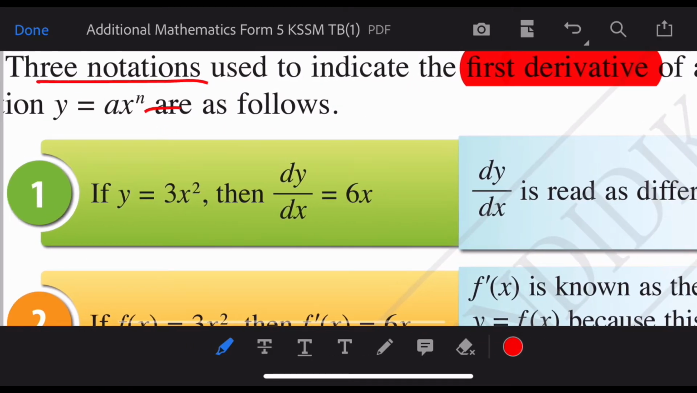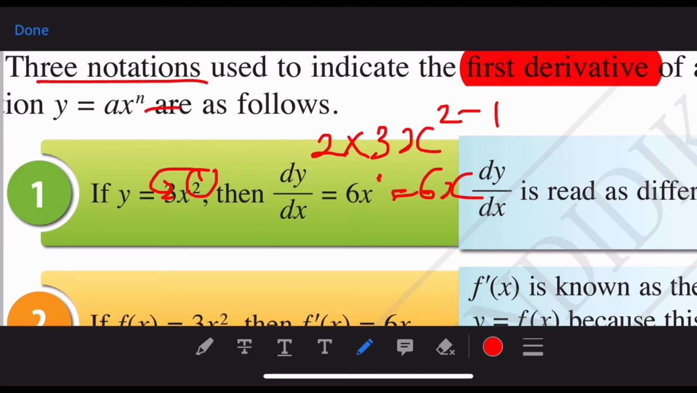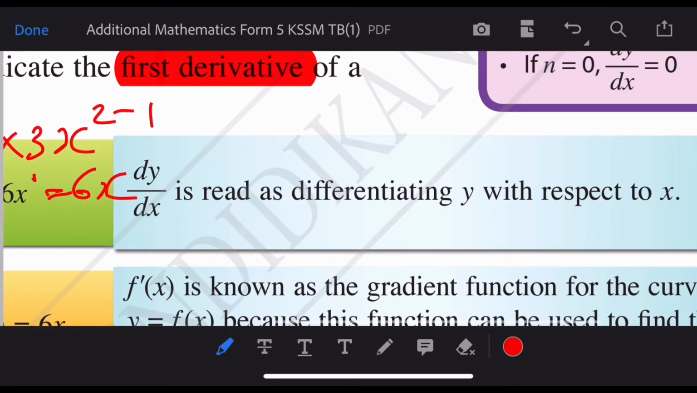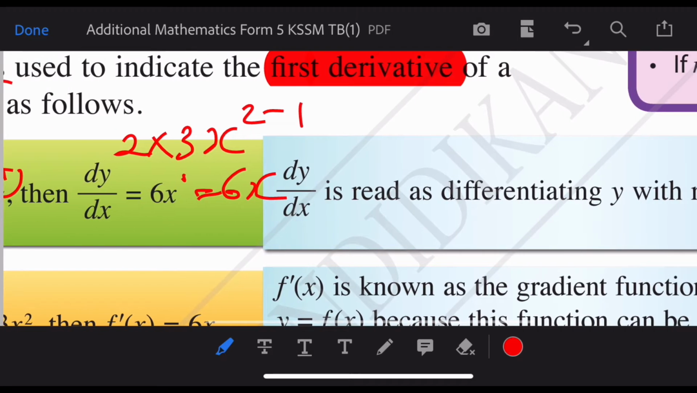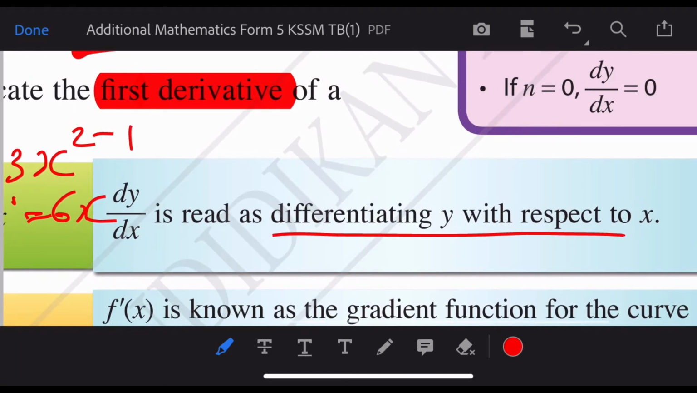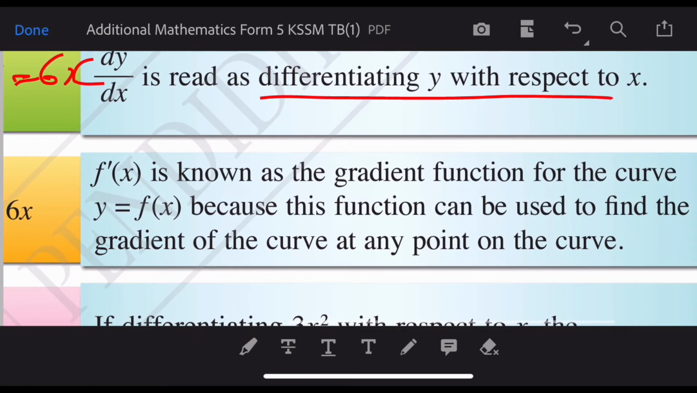So let's see how to use the formula. You see this one, you have the power 2. So the 2 is brought to the front: 2 times 3, then x^(2-1). So it becomes 6x^1, so we write 6x. dy/dx is read as differentiating y with respect to x. When you do dy/dx, you don't read it as dy per dx, no. You say differentiate y with respect to x. You need to respect the x, because dy/dx depends on the x value.